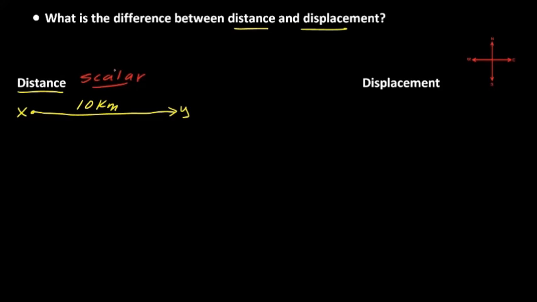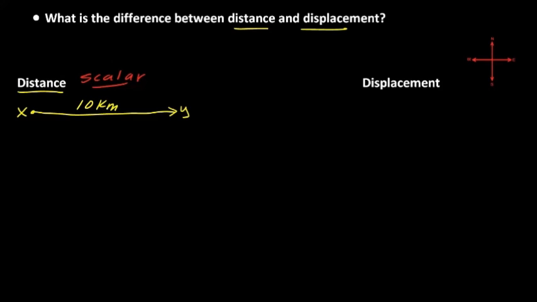It does not have a direction. Distance does not have a direction. It's a scalar measurement. And it is simply the length of the path traveled between the origin, your starting point, and your ending point, in this case at point Y. So I could say here that the distance I traveled was simply 10 kilometers.